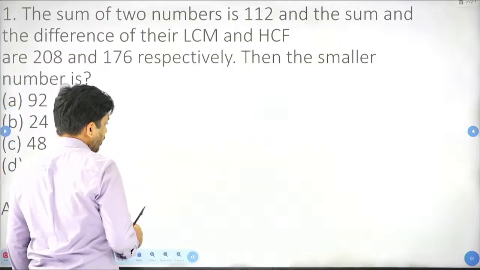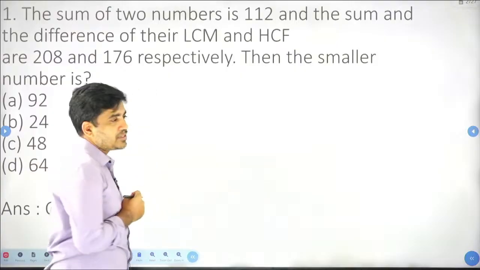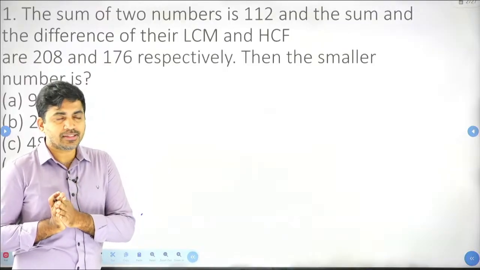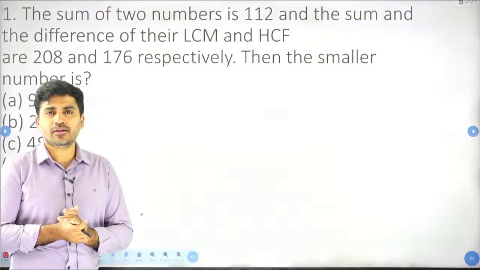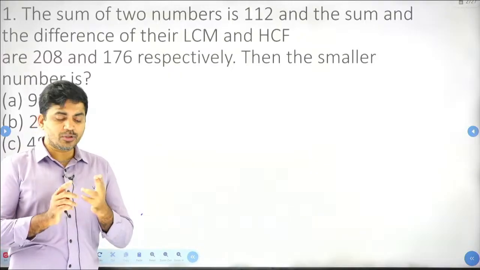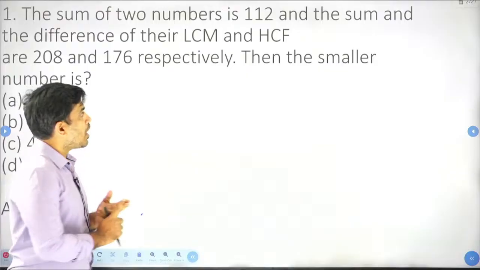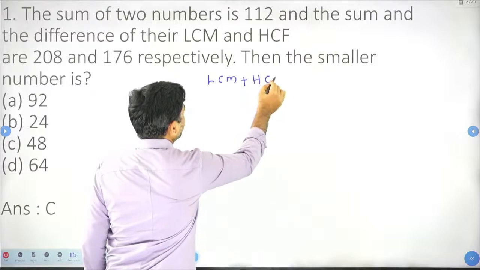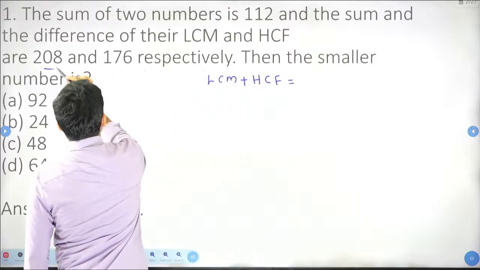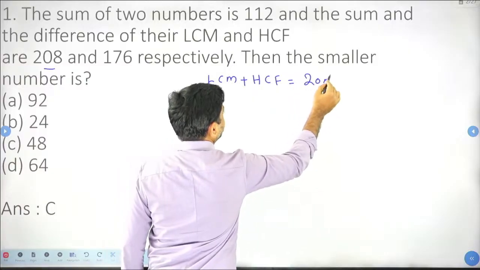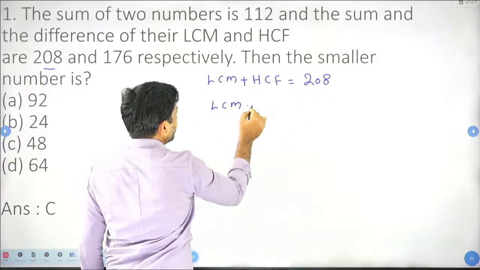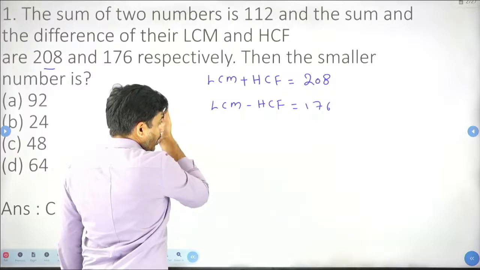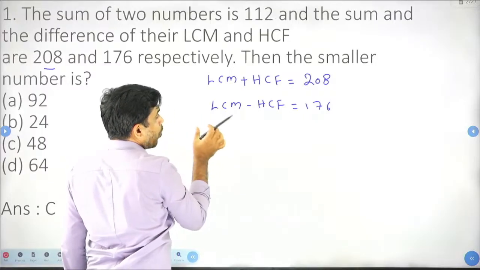First of all, this question is from number systems. In number systems, least common multiple (LCM) and highest common factor (HCF) are important concepts. According to the question, LCM plus HCF is equal to 208, the sum given. Similarly, the difference is given, 176. We have to find what is LCM and what is HCF.